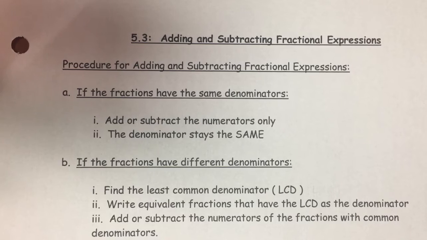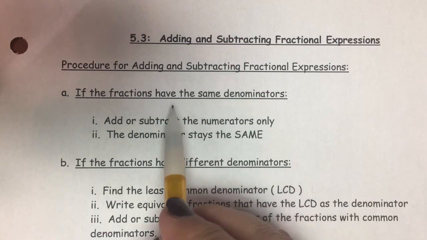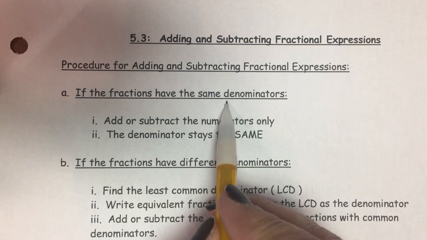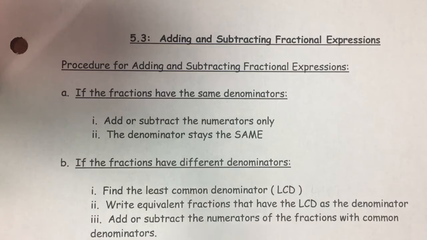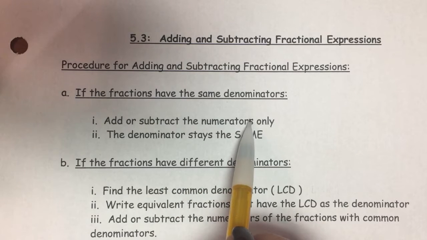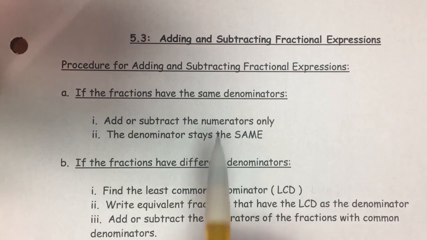All right, so when we're adding and subtracting fractions, we need a common denominator, and we learned how to find the common denominator during 5.2 when we were in class, because the common denominator is also called the least common multiple. So we have two different situations. If the fractions already have the same denominators, then the way you add them is you either add or subtract the tops only, the numerators. The bottoms, or the denominators, stay the same.